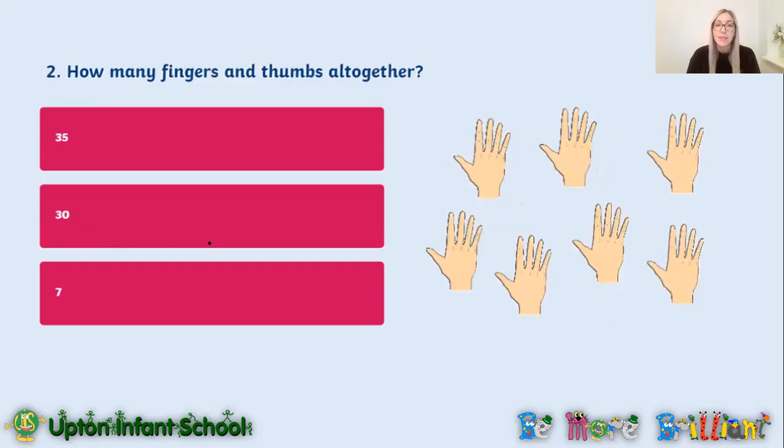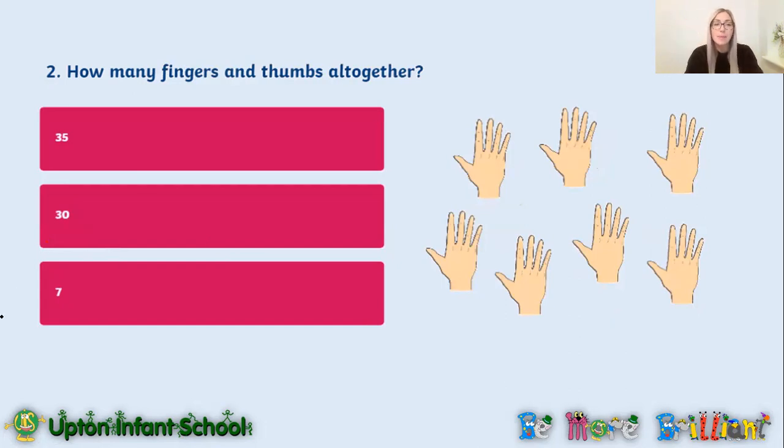Okay, next one. How many fingers and thumbs all together? Now I can see that they are holding their hand up like this. And I know that means 5. So I must be counting in 5s. Now, if I count in 5s, would I ever say 7?